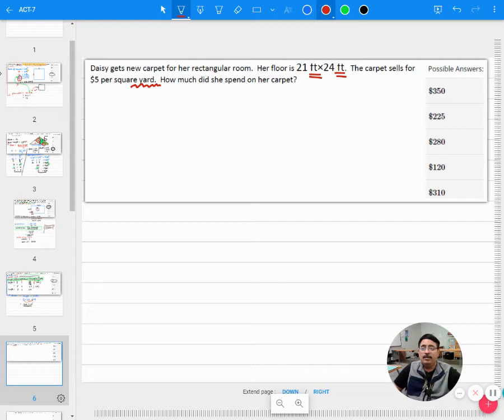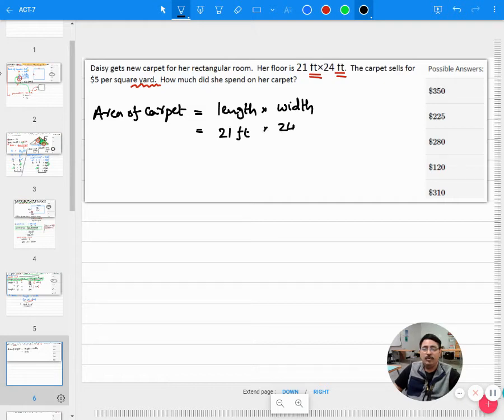So first of all, let me find the carpet area. The area of carpet, which is in the shape of a rectangle, gives us length times width, that is 21 feet times 24 feet. Purposefully, I am leaving some gap. I hope you know that 3 feet makes 1 yard.